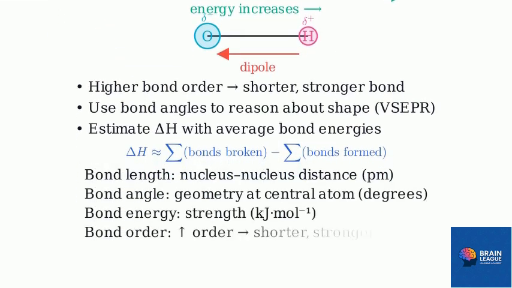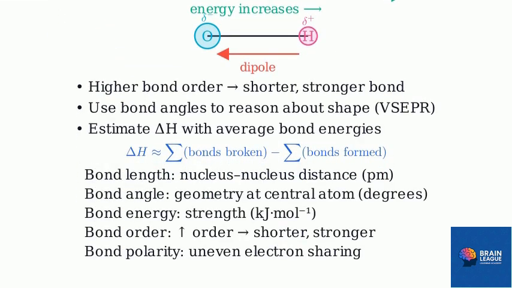Summary. Bond length is the nucleus to nucleus distance. Bond angle is the angle at the central atom. Bond energy is the energy needed to break a bond. Bond order connects length and strength. Bond polarity depends on electronegativity difference. Use the table to compare bonds and estimate heats of reaction.